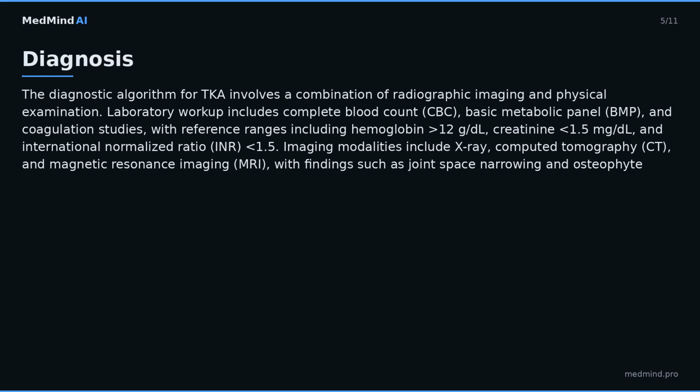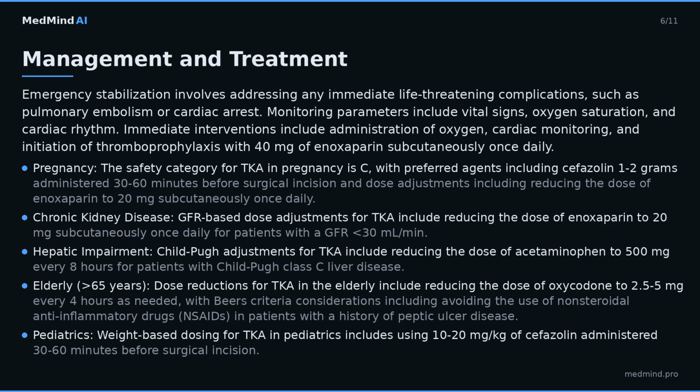Differential diagnosis includes other causes of knee pain, such as meniscal tears or ligament sprains, with distinguishing features including location and character of pain. Management and treatment. Emergency stabilization involves addressing any immediate life-threatening complications, such as pulmonary embolism or cardiac arrest. Monitoring parameters include vital signs, oxygen saturation, and cardiac rhythm. Immediate interventions include administration of oxygen, cardiac monitoring, and initiation of thromboprophylaxis with 40 mg of enoxaparin subcutaneously once daily.